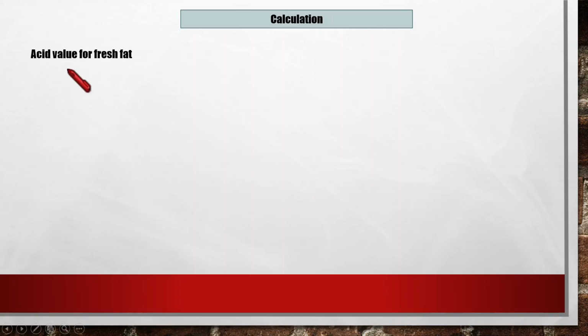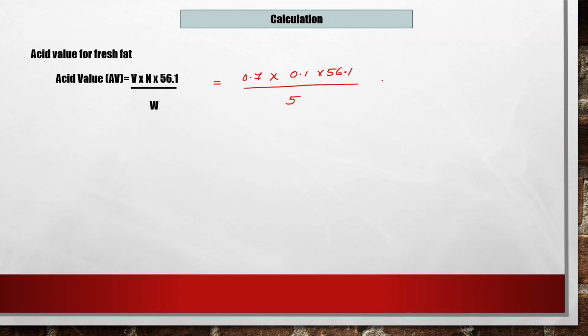Calculation. First, we are going to find out the acid value for fresh fat. We know the equation: acid value is equal to V into N into 56.1 divided by W. 56.1, we know, is the molecular weight of KOH. So we are substituting the values. What was the titration value for fresh fat? It was 0.7, into normality 0.1, into 56.1, divided by 5. The answer is 0.78. So that is the acid value for fresh fat.